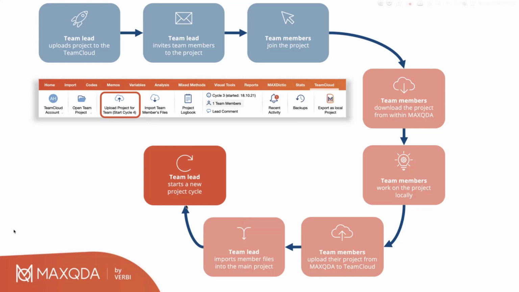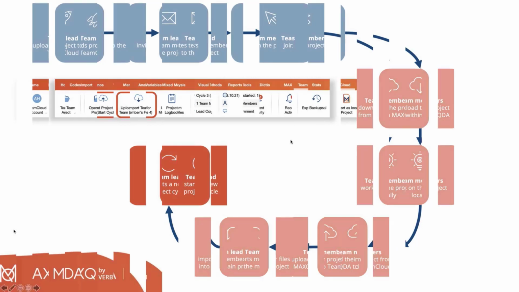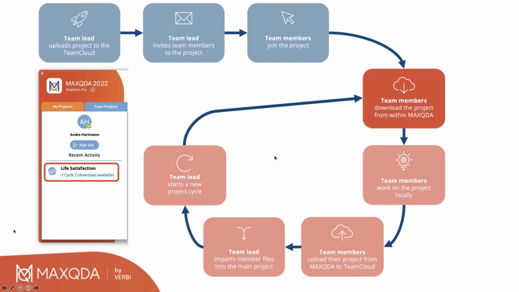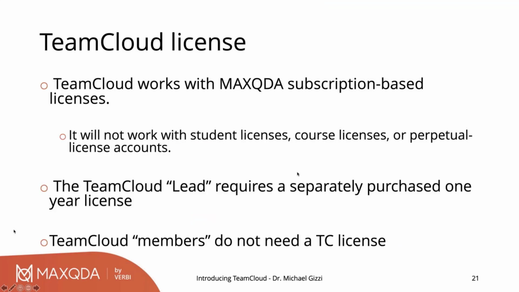So cycle 1, 2, 3, 4 can go on and on and on, and then that process continues again. Whereas the team member would then download cycle 2, work on the project until we reach the end. All right, that's the quick version. Let's go over this a little bit more in depth.